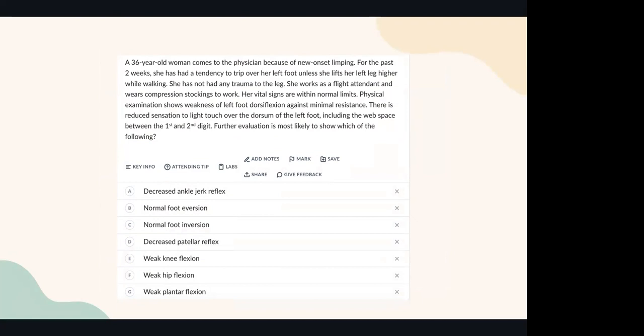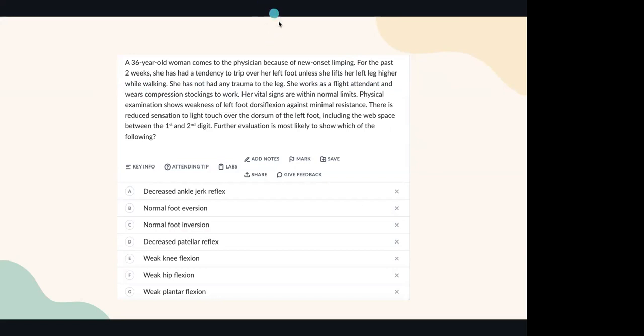A 36-year-old woman comes to the physician because of a new onset limping. For the past 2 weeks, she had a tendency to trip over her left foot unless she lifts her left leg higher while walking. She had not had any trauma to the leg. She works as a flight attendant and wears compression stockings at work.